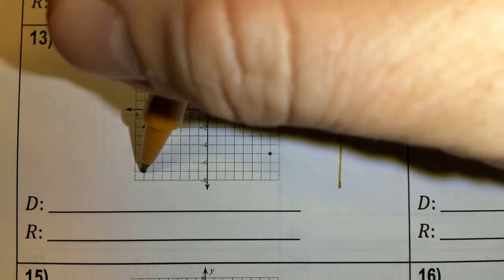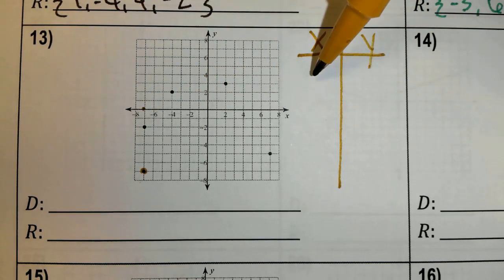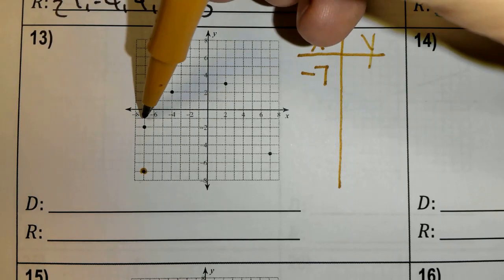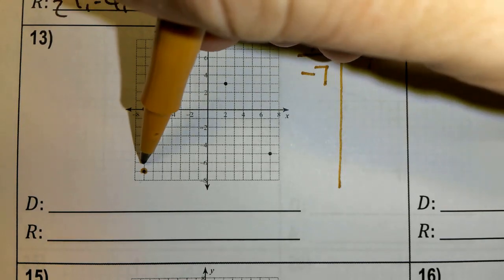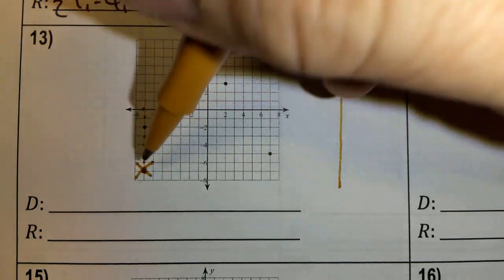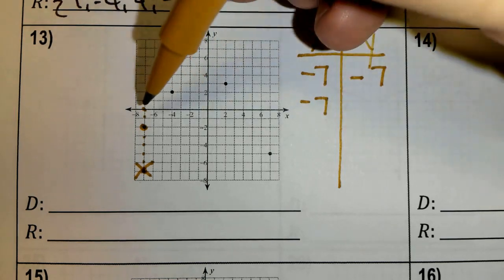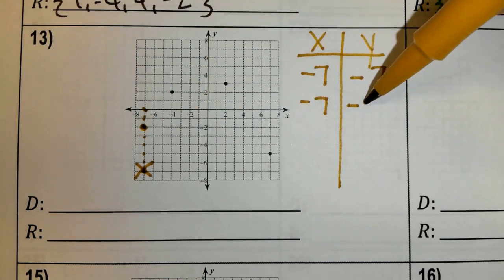And I'm going to go left to right. So all the way down here, that one is -7. And then down 1, 2, 3, 4, 5, 6, 7. So -7. So we did that one. Now I have this one right here is also -7. Down 2. -2.